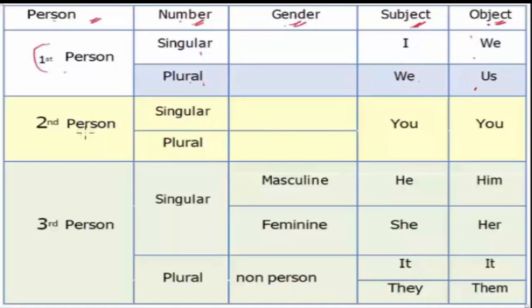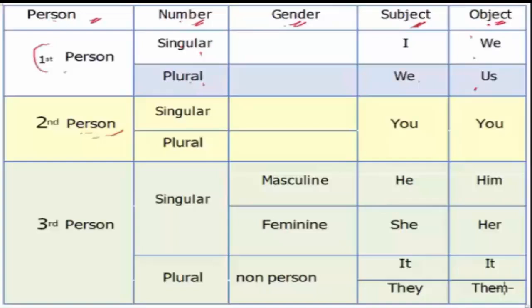We have the second person, singular and plural, and so you have them. We also have the third person: he, him, she, her, and then the non-person: it, they, them. That is the table below. You have to study, just know them. You have to know them.